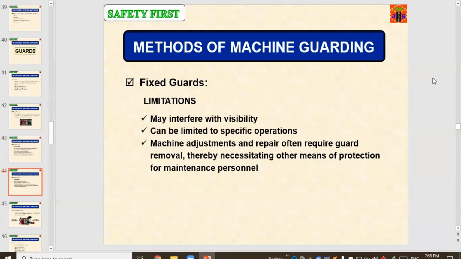Let us look at the disadvantages or limitations of fixed guards. They may interfere with visibility. They can be limited to specific operations. Machine adjustments and repair often require guard removal, thereby necessitating other means of protection for maintenance personnel.